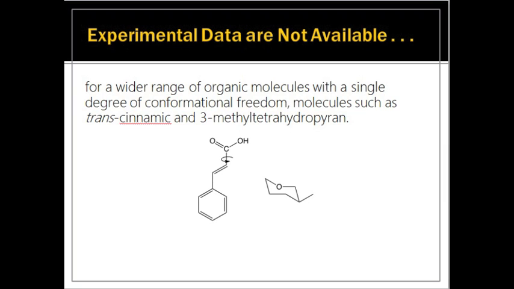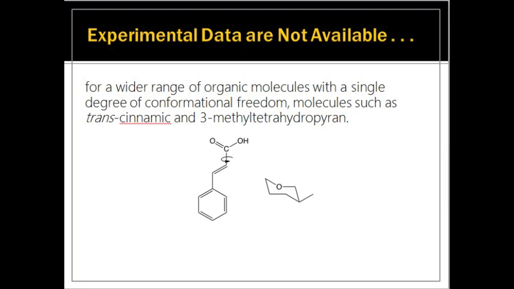So I'm going to go past that. But they still have only a single degree of freedom. For example, cinnamic acid, there are two conformers. There's this one, and you can twist around that bond. Or here's tetrahydropyran. This has two conformers. One, this is equatorial, and the other one is axial.